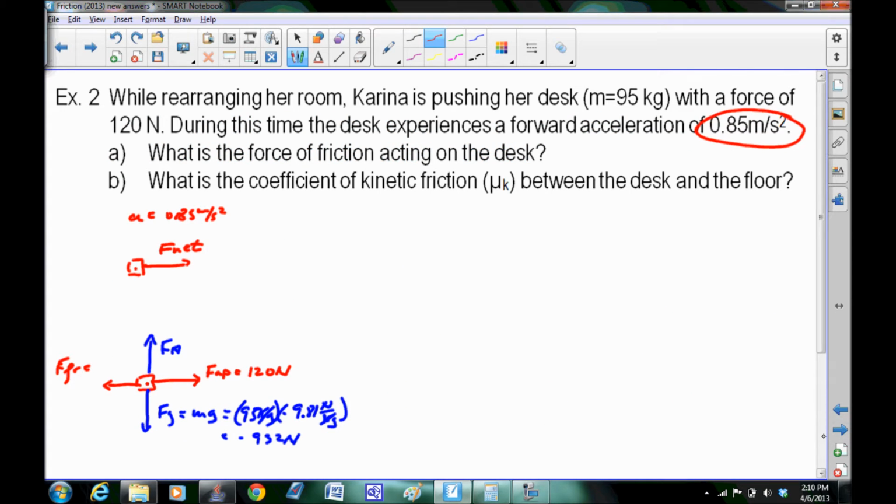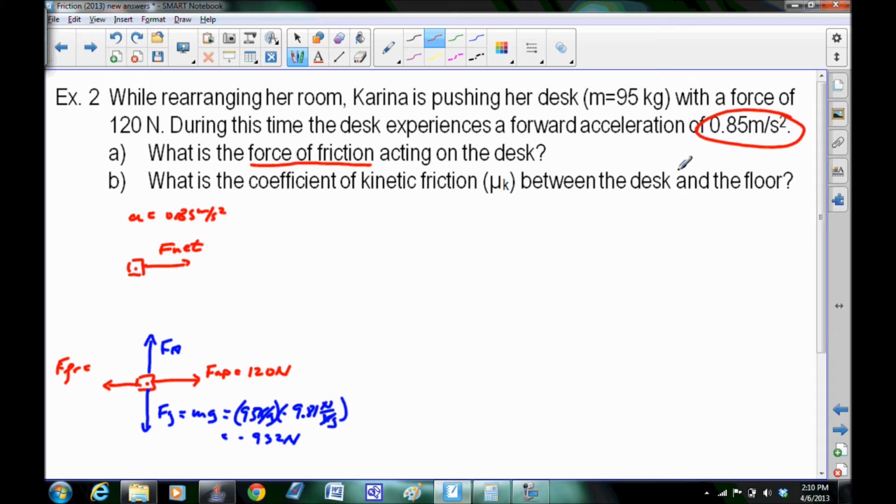Now, this is example 2. We've got Karina pushing her desk with a force of 120 newtons. Now, this is a little different because now the desk is actually accelerating at 0.85 meters per second squared. So we want to first figure out the force of friction acting on the desk, and we want to know the coefficient of kinetic friction between the desk and the floor.